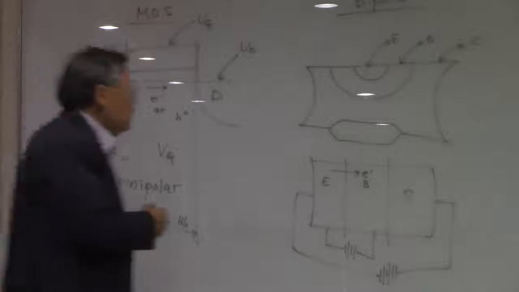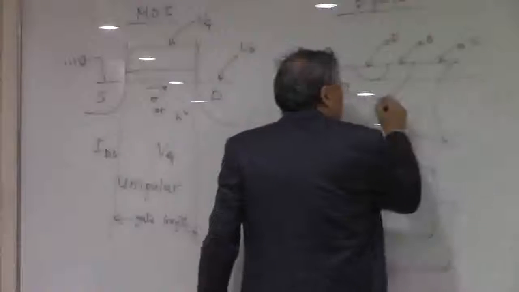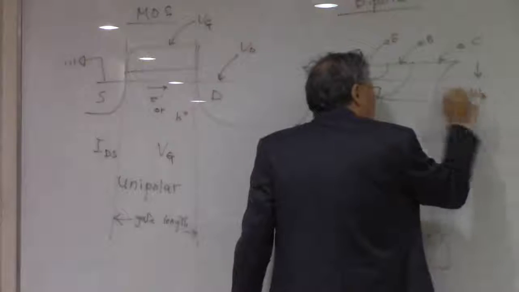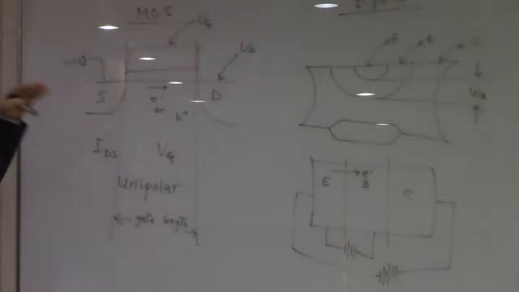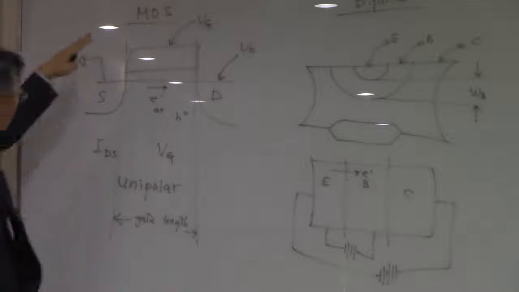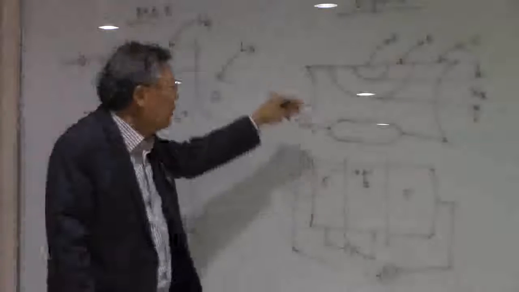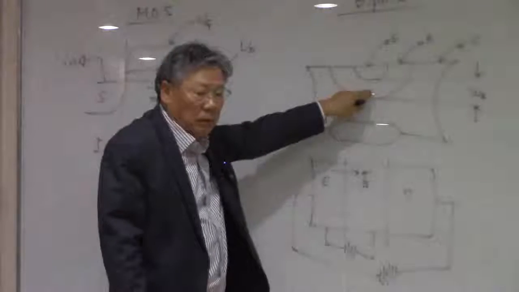Now in bipolar, this base width is the key parameter. We're going to talk about why the base width is important in bipolar transistors in a minute. But as far as fabrication is concerned, in MOS transistors the gate length is important, and in bipolar transistors, this base width is important.